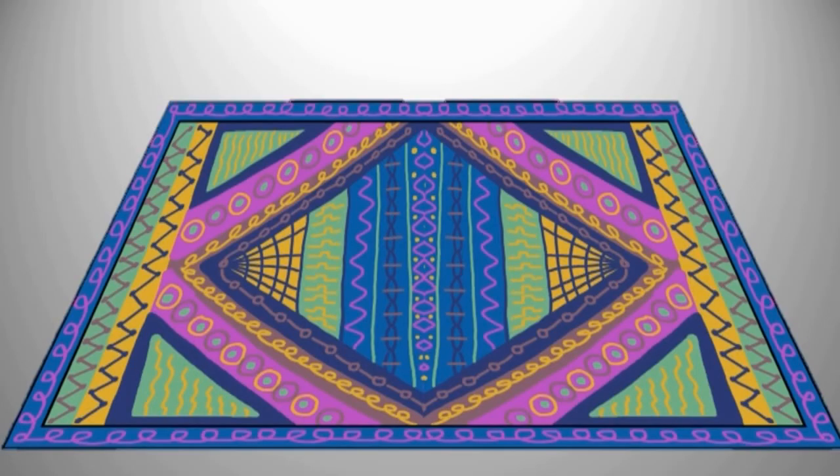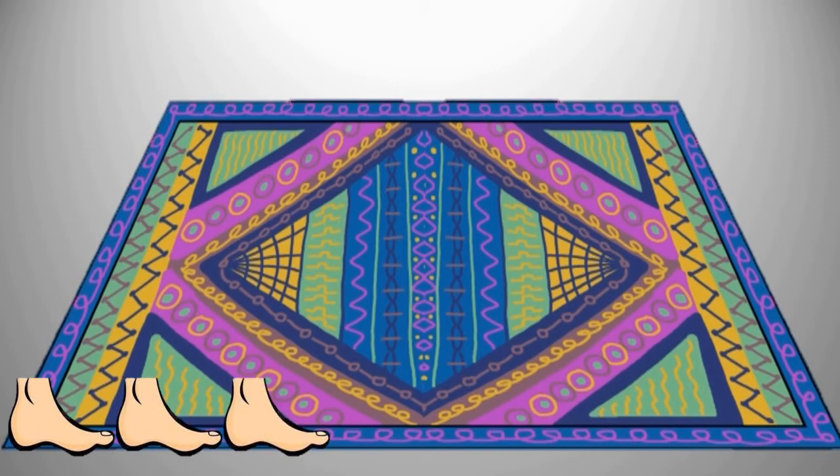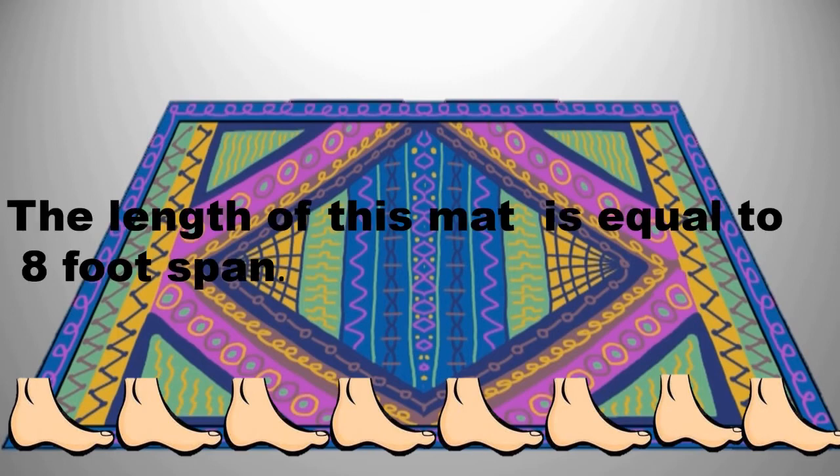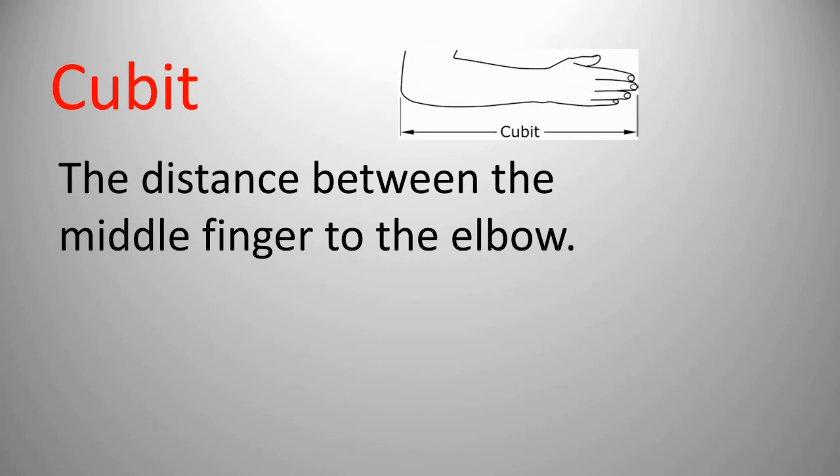Now student, we will measure the length of the mat using foot span. 1, 2, 3, 4, 5, 6, 7, 8. So the length of this mat is equal to 8 foot spans. Now student, we will learn another method of measuring length, cubit, the distance between the middle finger and the elbow.